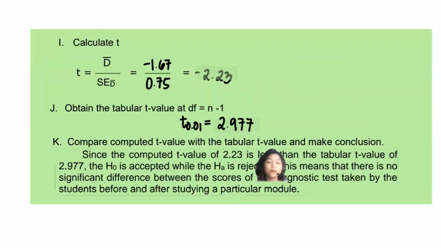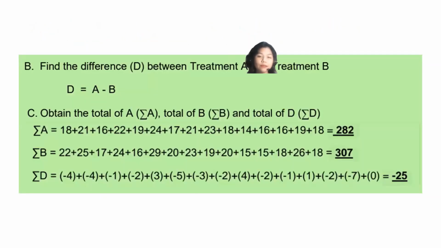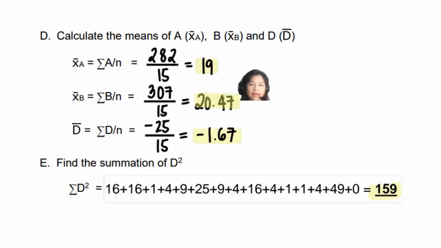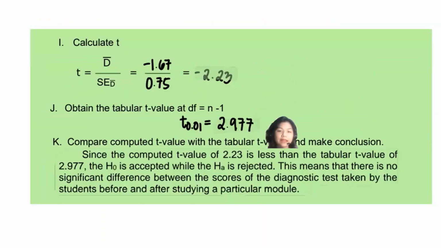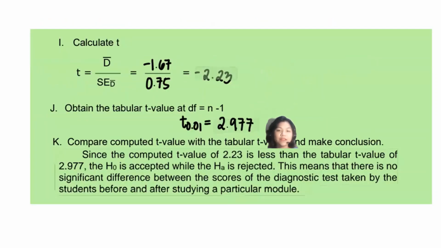Then we also calculate the t. To calculate t, we just use the mean, the value from earlier, negative 1.67. That is the mean, right? So this is what we used, over the standard error of the mean, which is 0.75. So the answer is 2.23. It's a negative. Then obtain the tabular value at df, which is n minus 1.